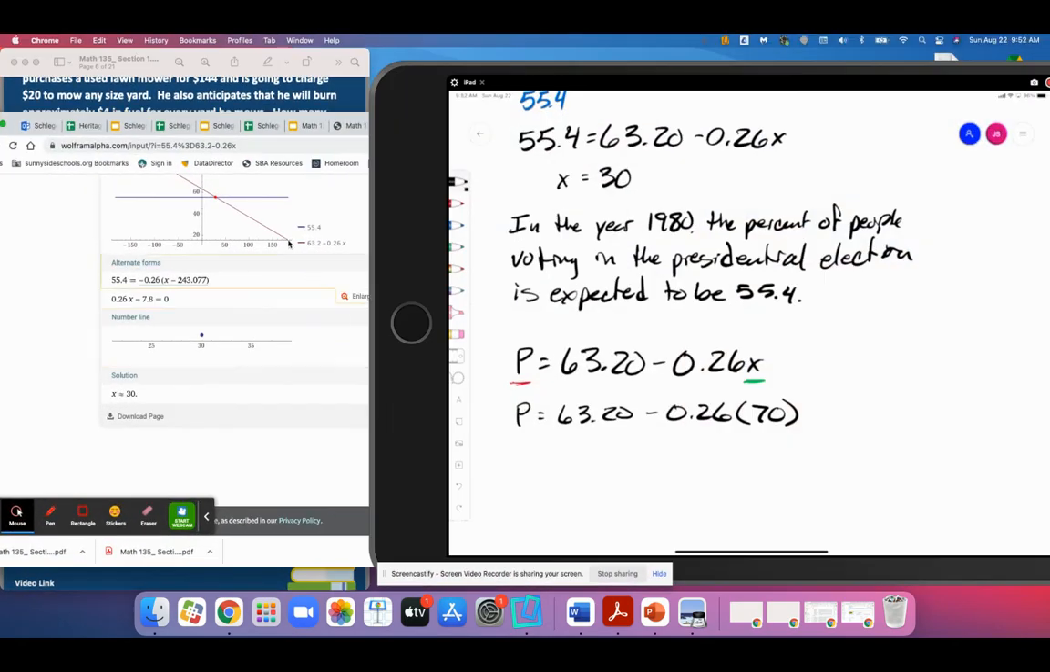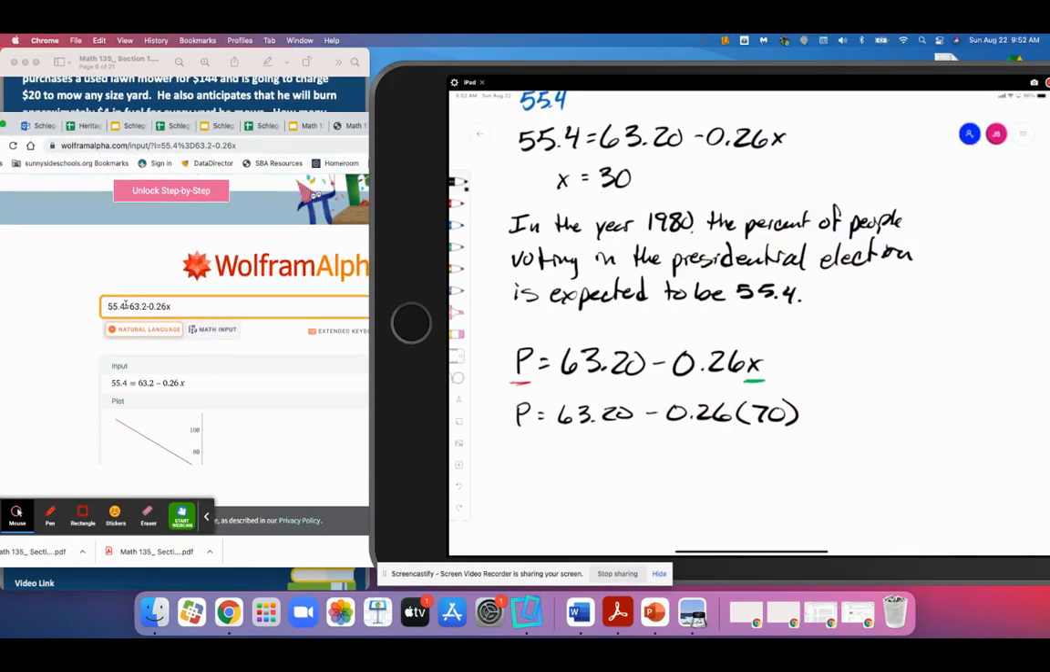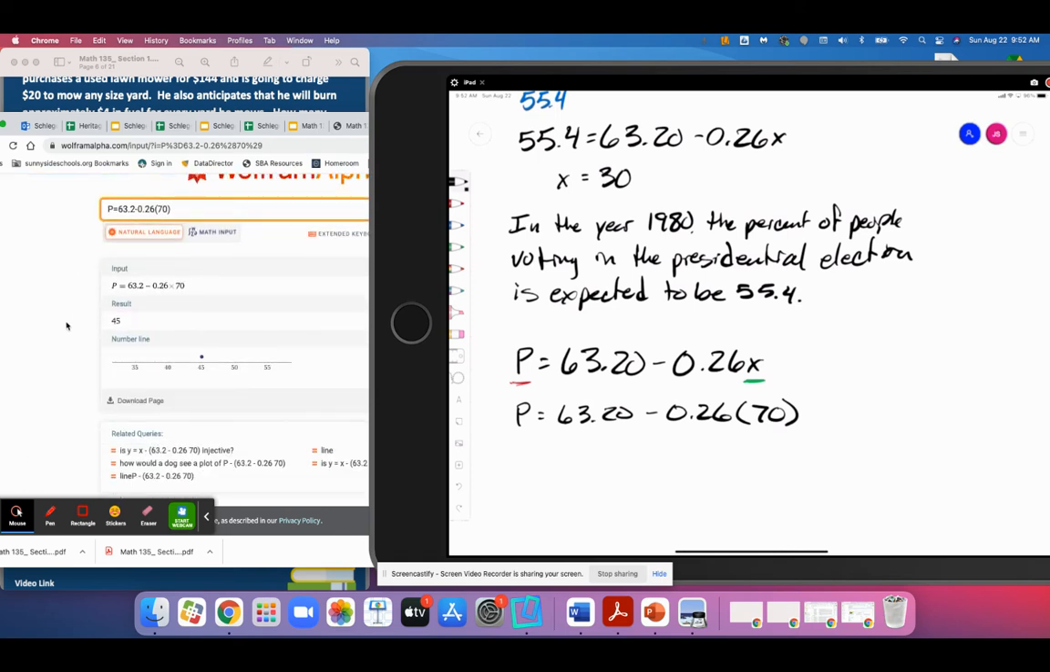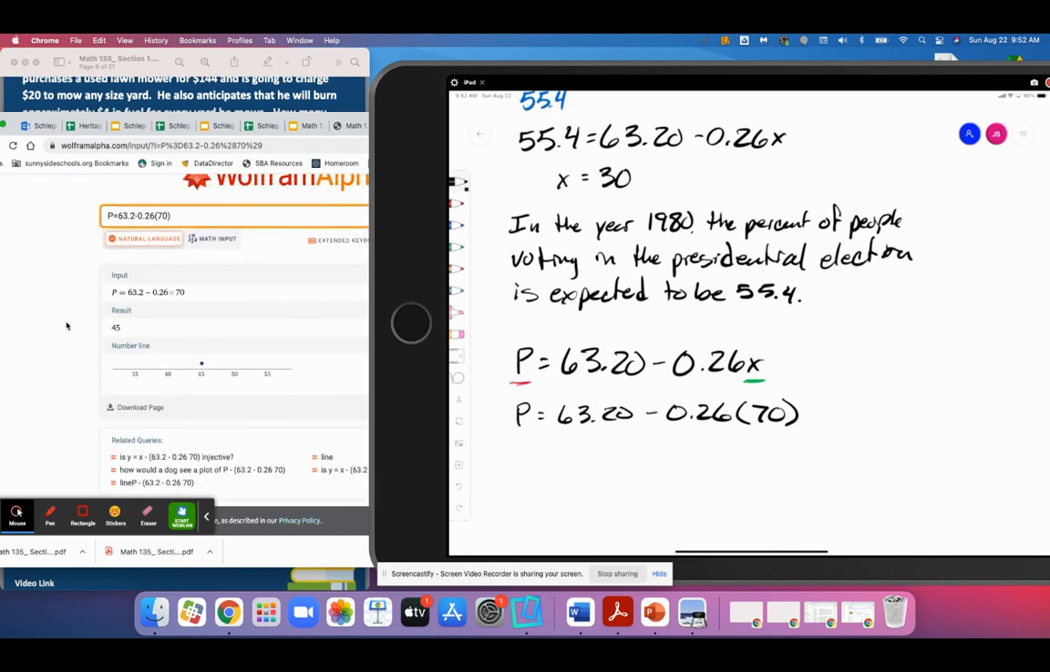And let's see if I can get Wolfram back in here. Yep. So in this case, folks, I'm going to put a P. And over here, again, I'm replacing X with 70. This is going to give us an idea what percent of the population. The result is 45%, which would have been less than the number of voters in 1980.